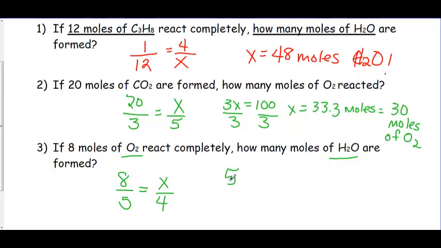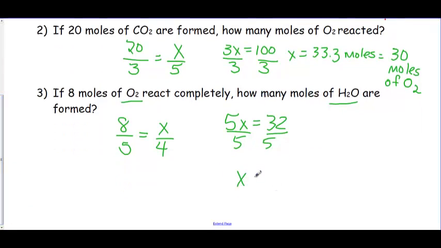Okay, so this would be 5x equals 32, and we're going to divide that by 5, and our answer will be about 6 moles to sig figs. Okay, so we have 6 moles of H2O formed when we use 8 moles of O2. So this is the same concept as the baking concept. Okay, we have ratios, we have to make it equal so that the reaction can work.